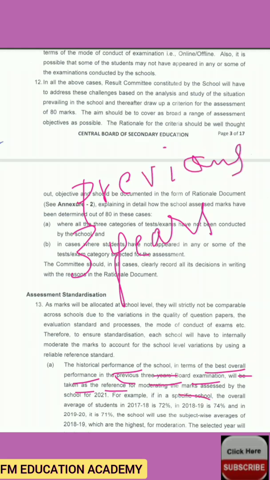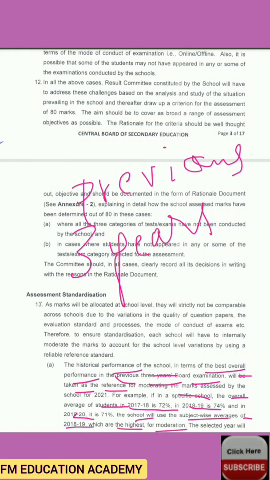For example, in a specific school, the overall average of students in 2017 to 18 is 72%, in 2018 to 19 is 74%, and in 2019 to 20 is 71%. Then the school will use the subject-wise averages of 2018 to 19, which are the highest, for moderation.